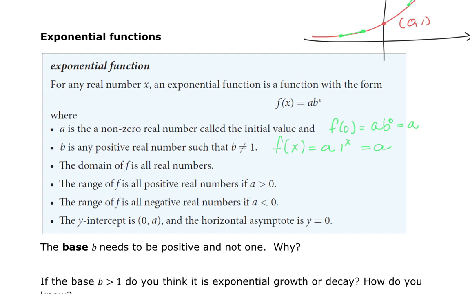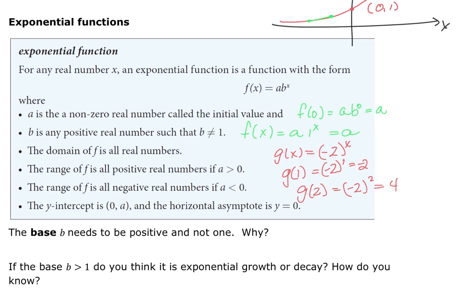And you're like, why does it have to be positive? Well, say we had, as an example, g of x is equal to negative 2 raised to the x, where my base is negative. If I do g of 1, I'm going to get negative 2 to the 1, which is negative 2. If I do g of 2, I'm going to get negative 2 squared, which is 4.